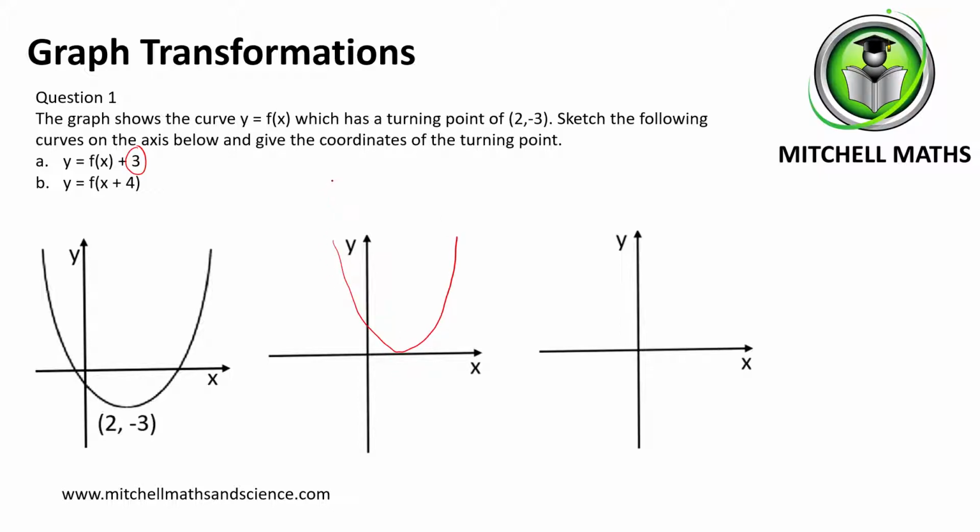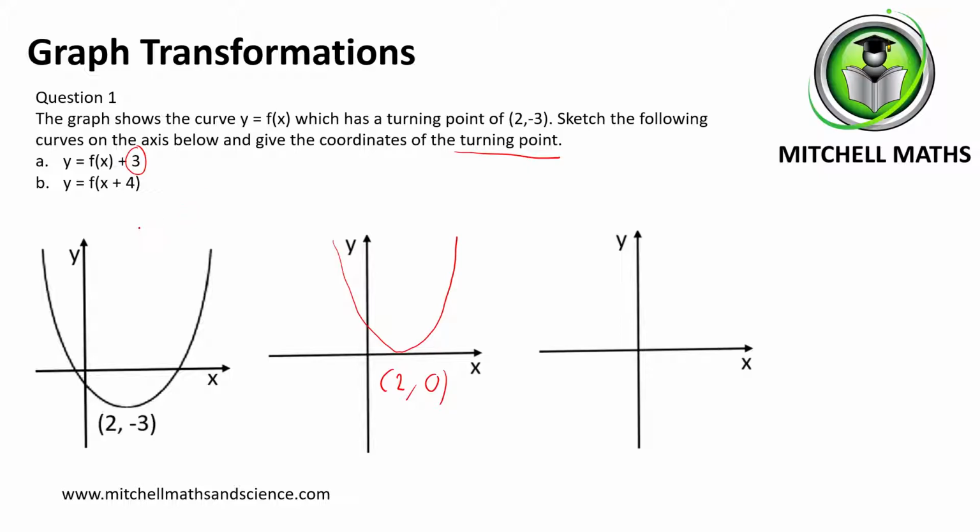And it's asked us to give the coordinates of the turning point. So for the coordinates of the turning point, the x value doesn't change, it stays as 2, but minus 3 will now become 0. The next question, y equals f of, in brackets, x plus 4.